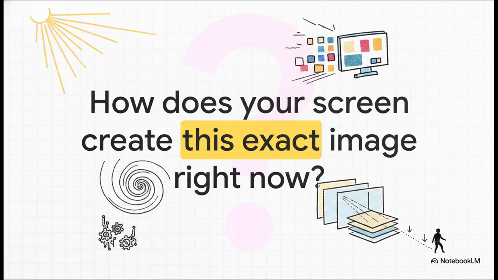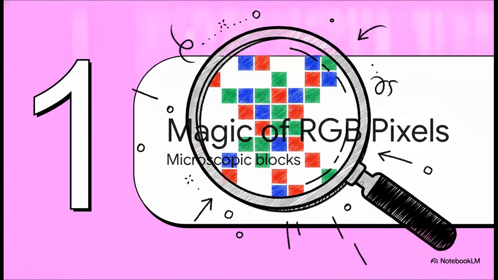So how does a seemingly inactive piece of flat glass know how to shape light into a readable sentence or a stunning photograph? Well, to understand the answer, we've got to completely change our perspective. We have to shrink way, way down. Which brings us to Section 1, the magic of RGB pixels.